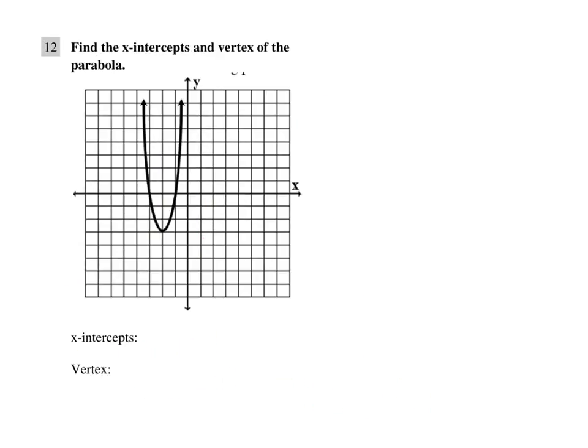Find the x-intercepts and vertex of the parabola. Okay, here are my x-intercepts. X-intercepts are where the graph crosses the x-axis. So one of my x-intercepts is negative 3, 0. And the other x-intercept is negative 1, 0. All right, where's my vertex? Right here. That's my minimum value. And that's going to be negative 2, negative 3. All right, just need to be able to identify those points on the graph. That's it, done.